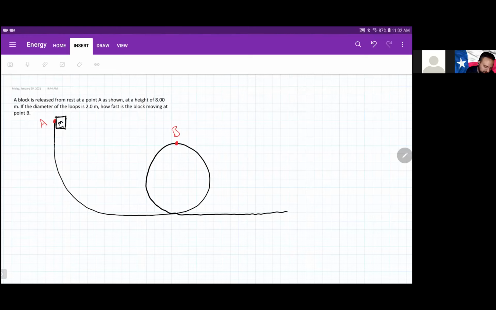So a block is released from rest at point A as shown at a height of 8 meters. If the diameter of the loop is 2 meters, how fast is the block moving at point B?